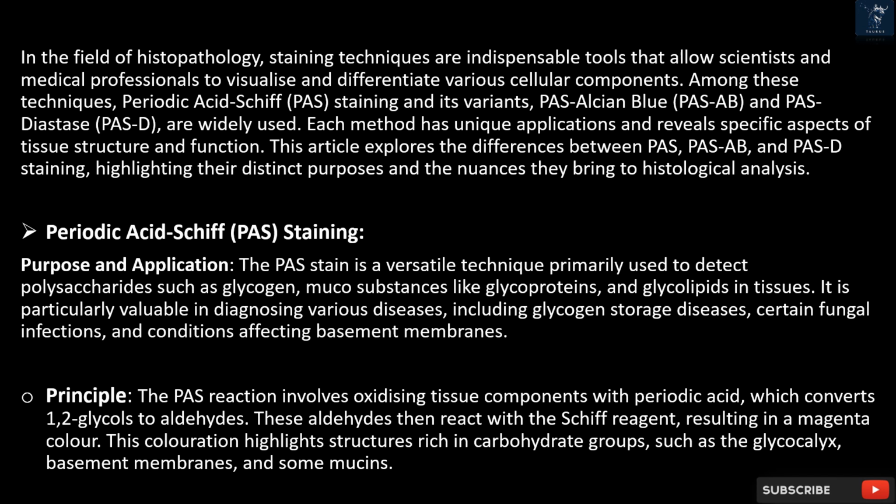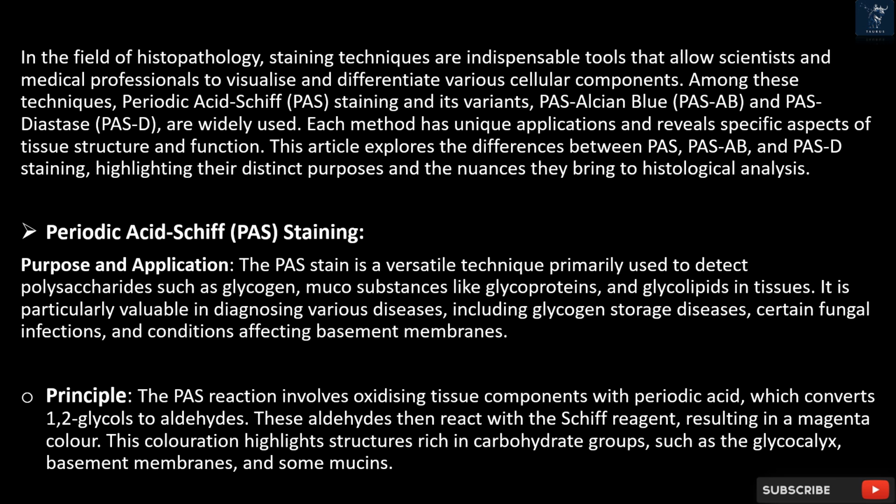to histological analysis. Periodic acid-Schiff, PAS, staining. Purpose and application. The PAS stain is a versatile technique primarily used to detect polysaccharides such as glycogen, mucosubstances like glycoproteins, and glycolipids in tissues. It is particularly valuable in diagnosing various diseases, including glycogen storage diseases, certain fungal infections, and conditions affecting basement membranes.